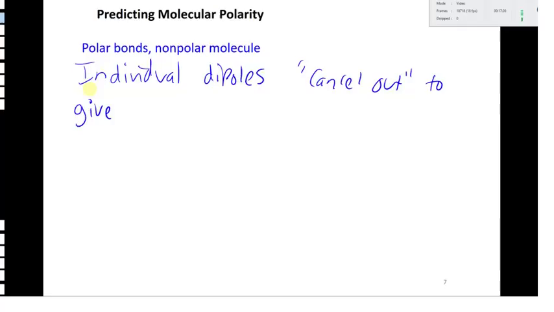So you have vectors that have some magnitude and some direction to them, and if those end up completely canceling each other out and adding up to be zero, that means your molecule has no net dipole moment or no polarity. So they cancel out and they give a molecule that is overall nonpolar.